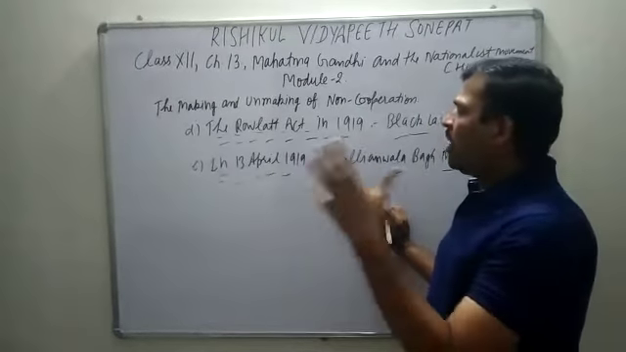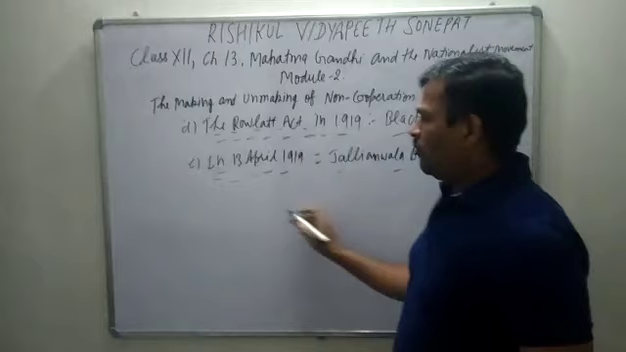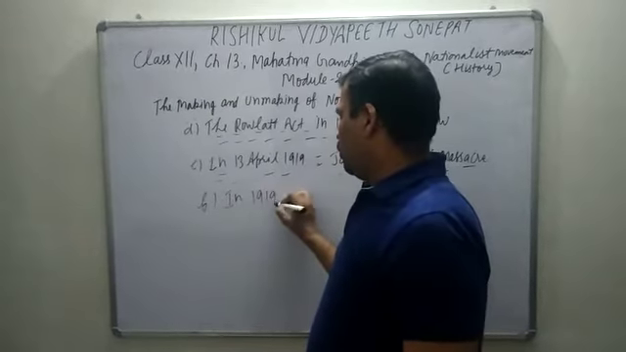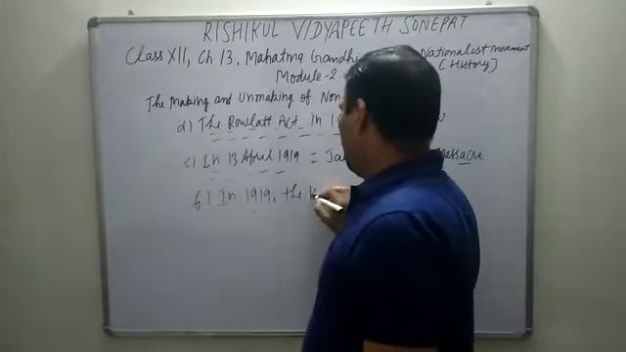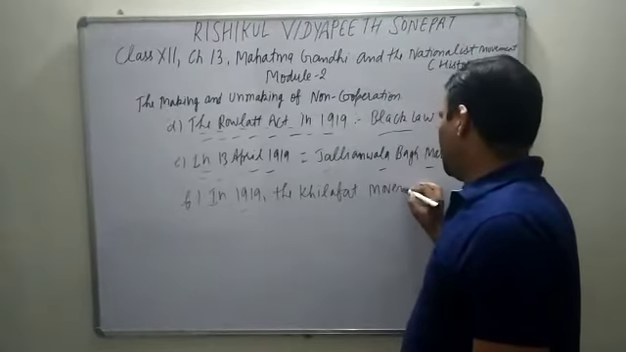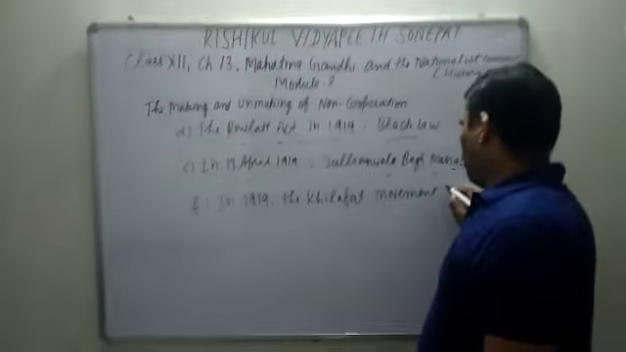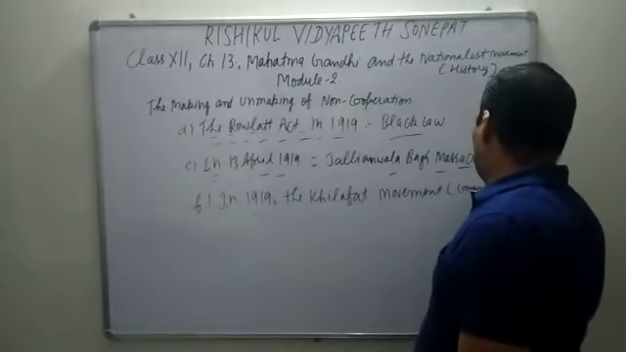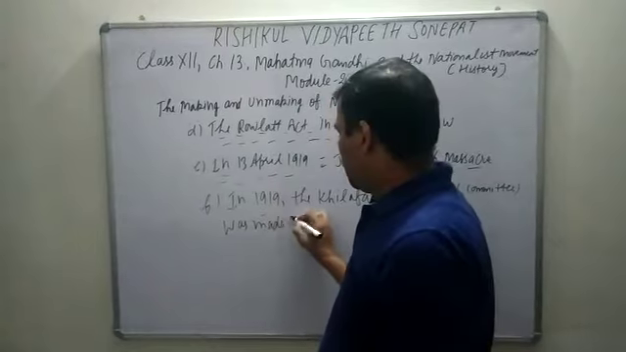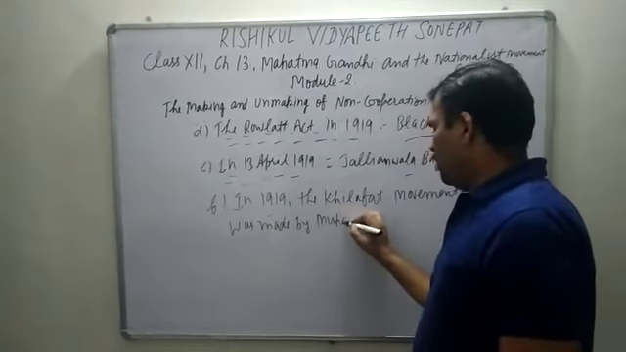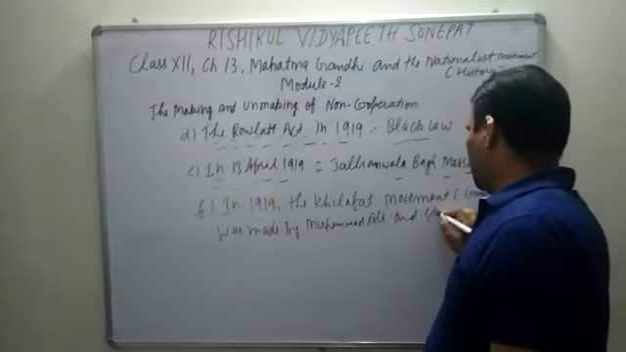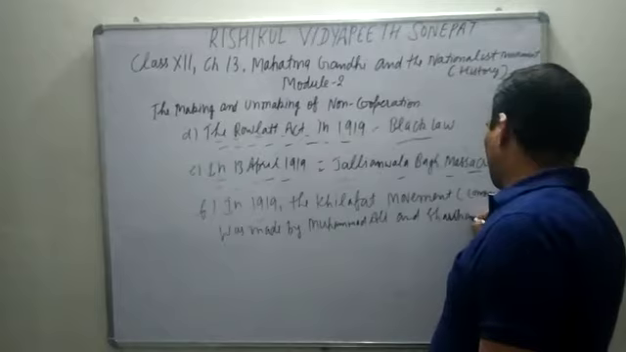And here Mahatma Gandhi took advantage. In 1919 also, the Khilafat movement, or you may say committee, was made by Muhammad Ali and Shaukat Ali. These were the two brothers.